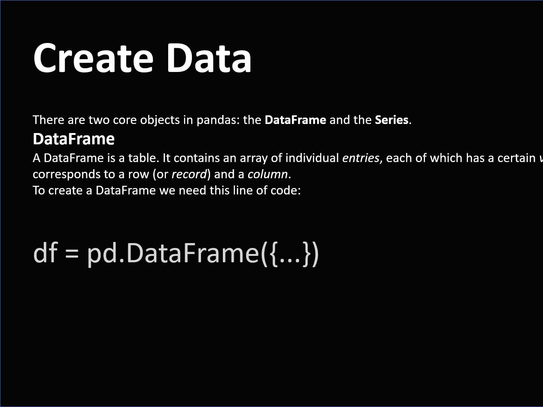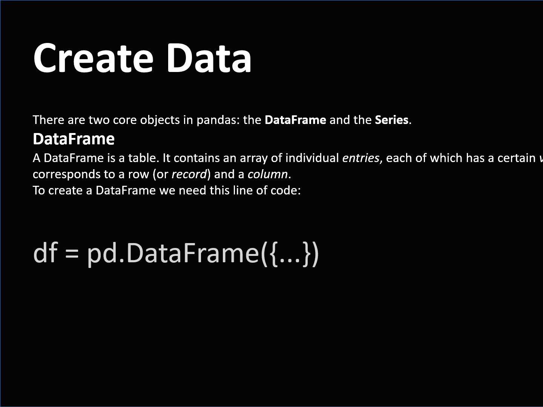Now, there's a lot of things you can do with Pandas. After you include the line in your file, you can now create data, for example. There are two core objects in Pandas, the DataFrame and the Series. Let's start with the DataFrame. A DataFrame is a table. It contains an array of individual entries, each of which corresponds to certain rows, certain records, and columns. So it's like a two-dimensional table. It has rows and columns.